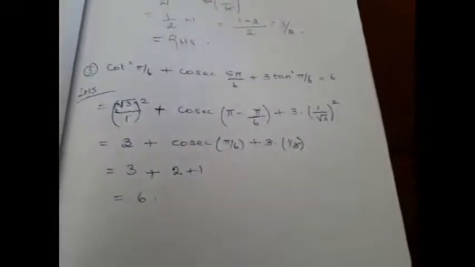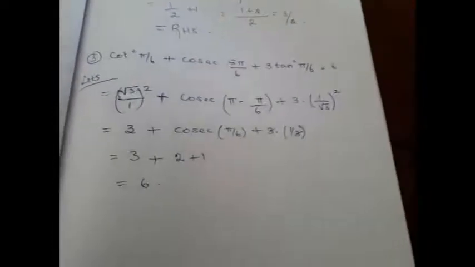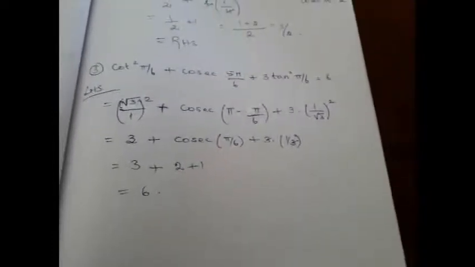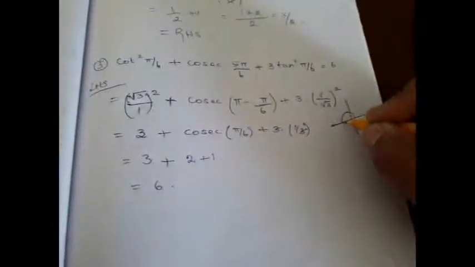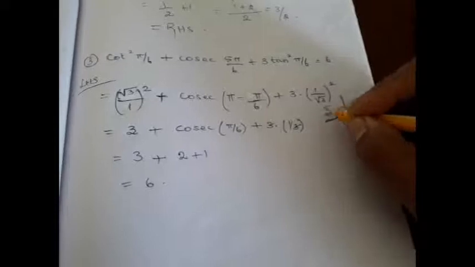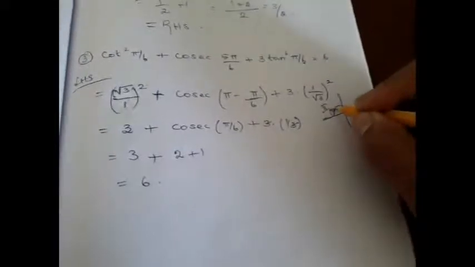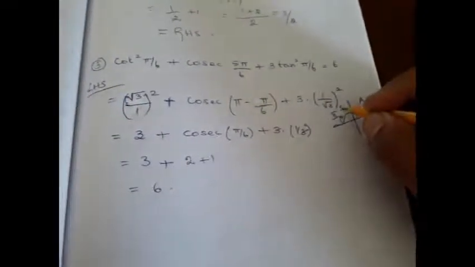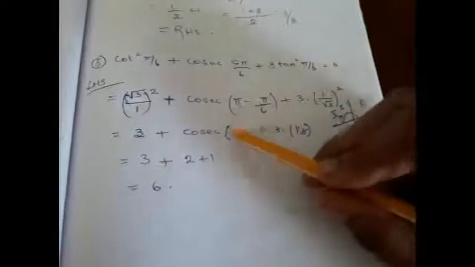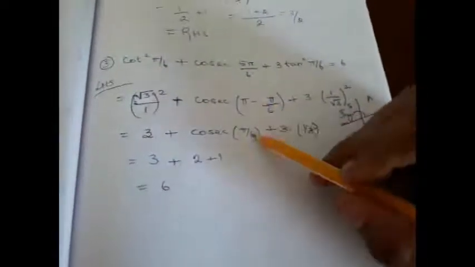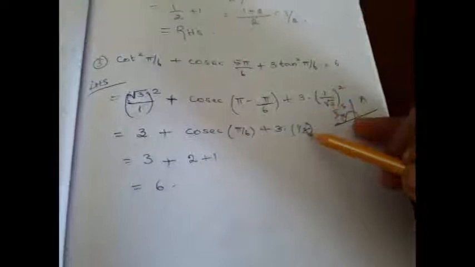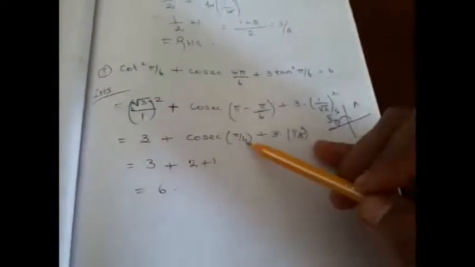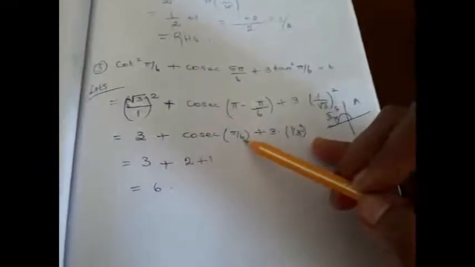As we discussed in the earlier problem, pi plus theta and pi minus theta give the same trigonometric ratios, and we need to check only the sign. So pi means till this, pi minus theta means in the second quadrant. All silver, so sine and its reciprocal will be positive. Cosec is a reciprocal of sine, so it will be positive here. So cosec pi by 6 plus 3 into 1 by root 3 the whole square, which is 1 by 3. 3 will get cancelled.